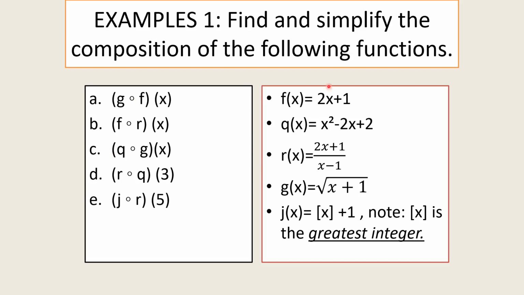So, dito sa second box, ito yung mismong functions na gagamitin natin. f of x, meron siyang 2x plus 1. q of x, meron siyang x squared minus 2x plus 2. Tapos si r of x, ratio po siya ng dalawang binomial, 2x plus 1 over x minus 1. And g of x would be equal to square root of x plus 1. And yung pinaka-last is j of x. It is equal to bracket x plus 1.